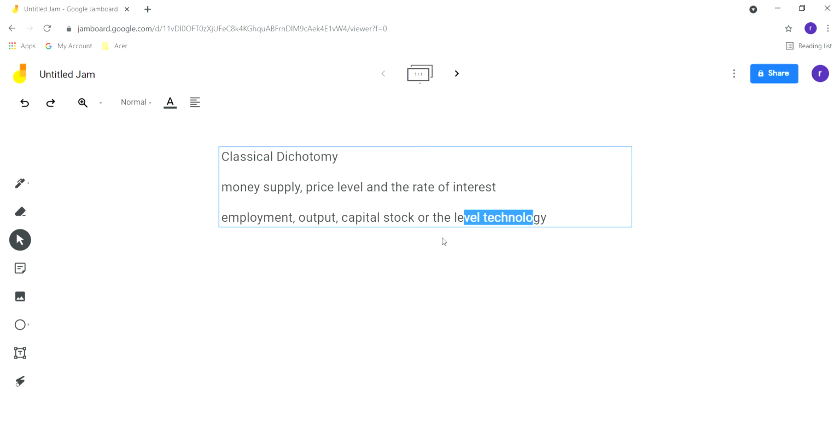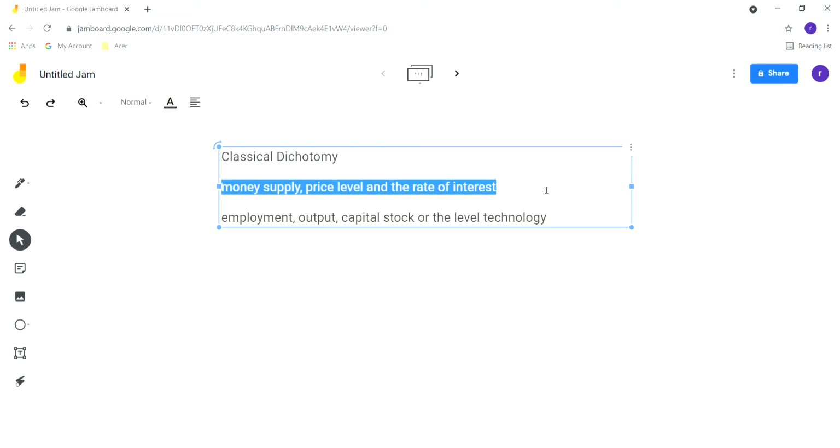So this classical dichotomy implies strict compartmentalization of the economic system into nominal and real sectors. There is no flow between the real and nominal sectors. It is watertight. The compartmentalization is watertight. Changes in the nominal variables will not affect the changes in the real variables. This is one separate group and this is another separate group. So this is the idea of classical dichotomy.